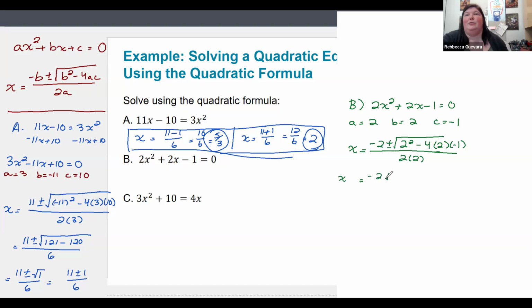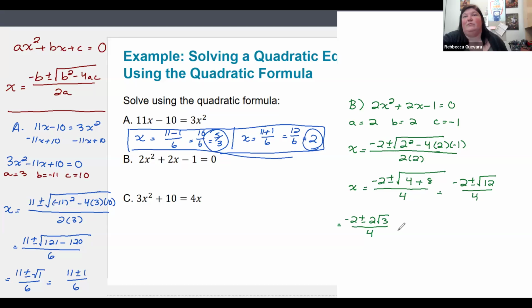So we get minus 2, a little more space there, minus 2 plus or minus the square root of 4 plus 8, all over 4. So this will end up being minus 2 plus or minus the square root of 12 over 4. So if we simplify, the 12 is just 4 times 3. So a simplified version of that would just be 2 square root of 3 over 4.